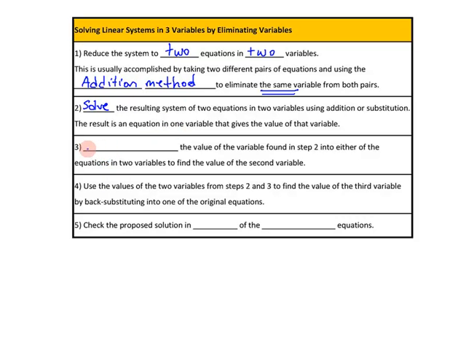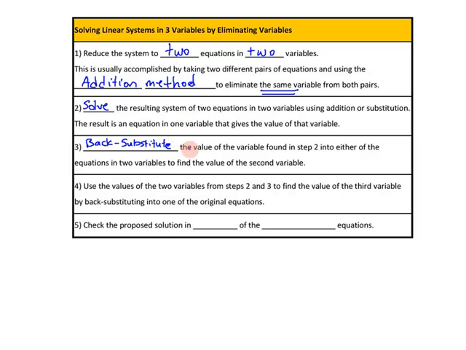So how do we find the third variable? Well, we use back substitution. So we back substitute the value of the variable found in step 2 in either of the 2 equations to find the second variable. Then we use the values of the 2 variables from steps 2 and 3 to find the value of the third variable, by going back one more step. So we've reduced the system to a 2 by 2.